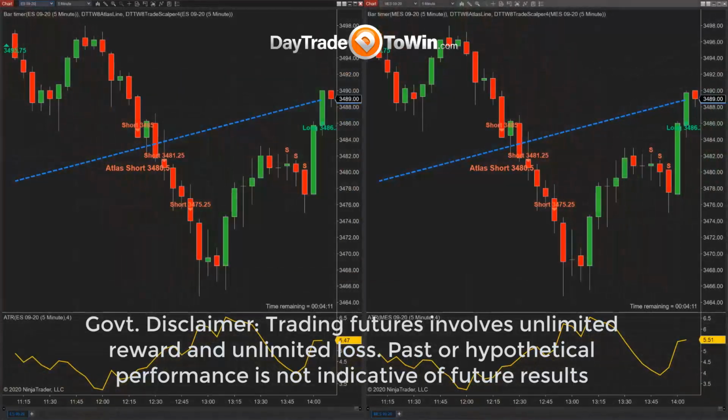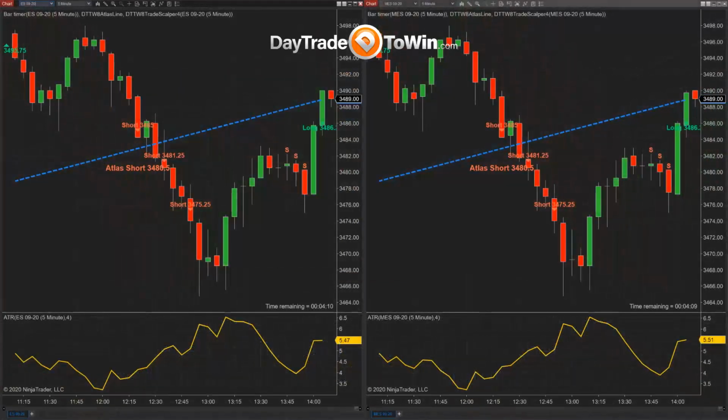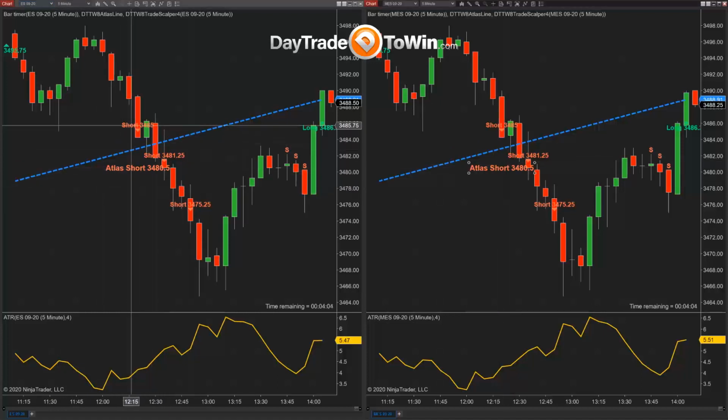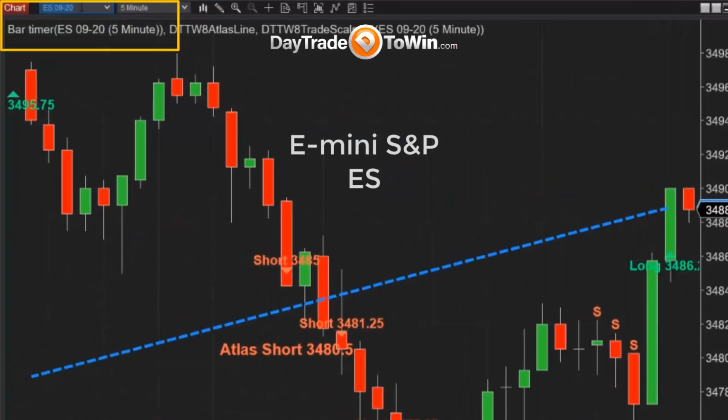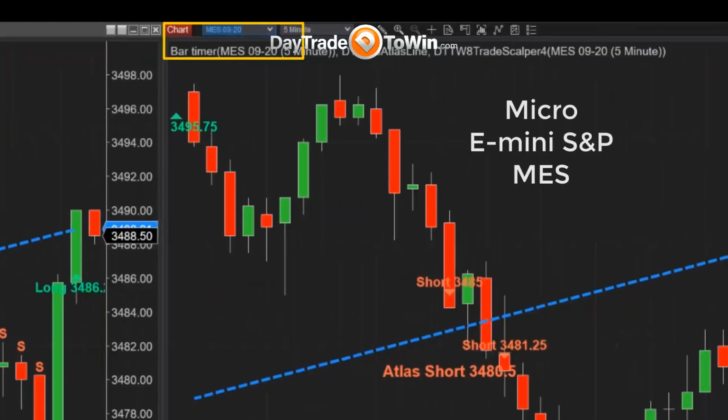Take a moment and see if you can tell the difference between both of these charts. As you can see, the signals from the Atlas line are the same. Also, the trade scalper signals are the same. Well, what's the difference? If you look very closely, you can see that on the left, we are working with an E-mini S&P 500 chart. That is what the ES0920 stands for. On the right, we have a micro E-mini futures chart, MES0920.